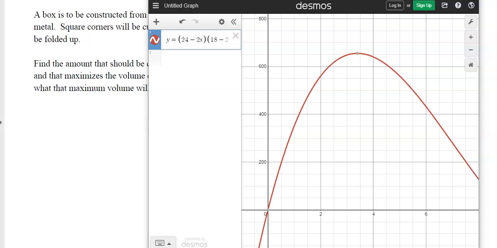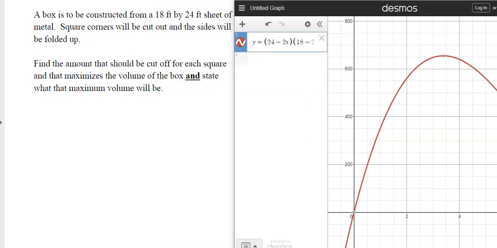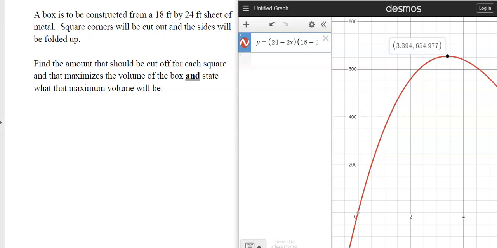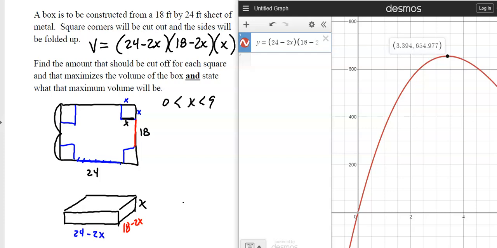So let me slide this over. This amount, if you notice the x number, when I pull up the x number, x is going to be 3.4 feet. So that means I'm going to cut off 3.4 feet out of these corners. And if I were to put 3.4 in for these x's up here, I should get this number, which is my volume number.